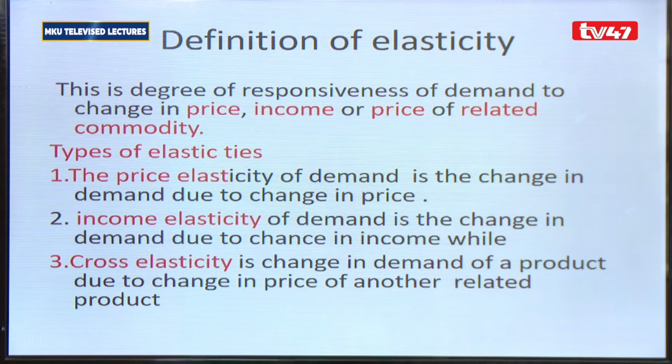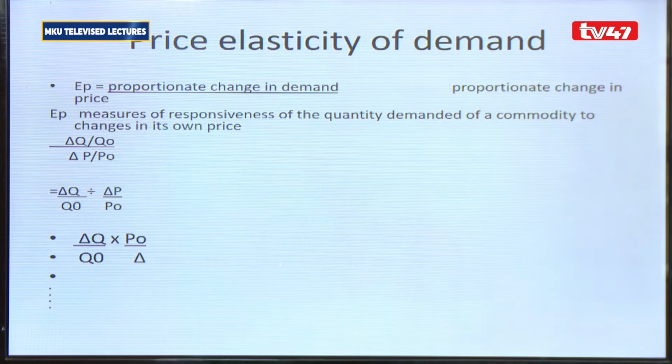So we start with the price elasticity of demand, and we say the price elasticity of demand is the change in demand due to change in price. The income elasticity is the demand that is changed as a result of change in income, and the cross elasticity is the change in demand of a product due to change of the price of a related or another product, which basically is a substitute.